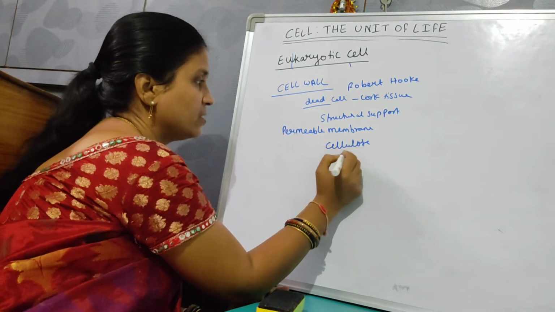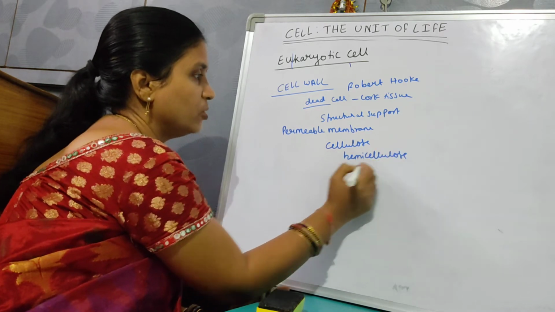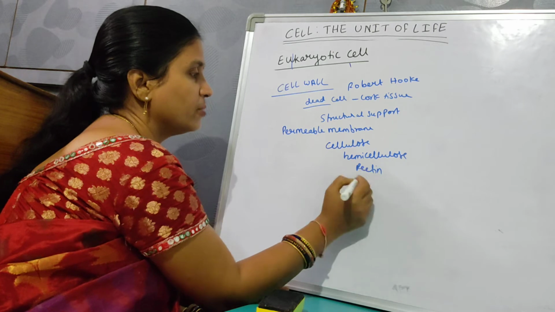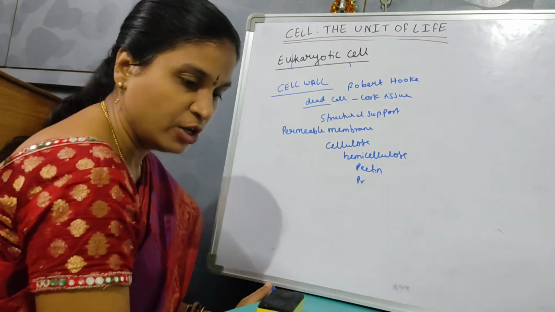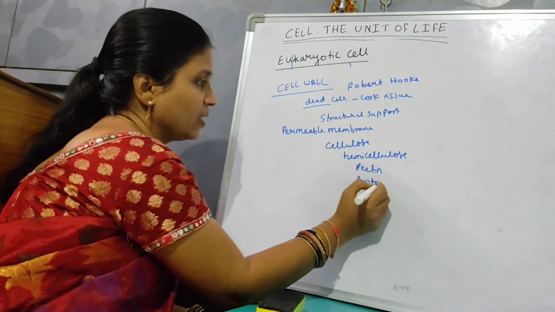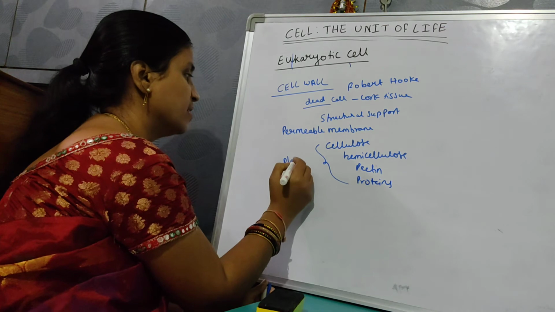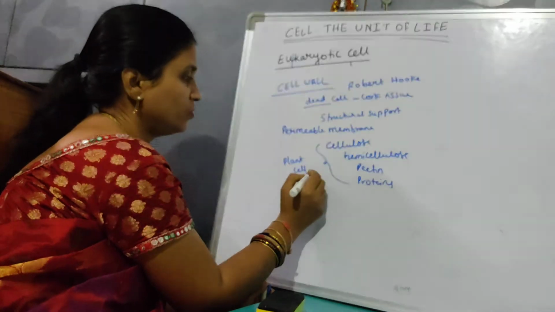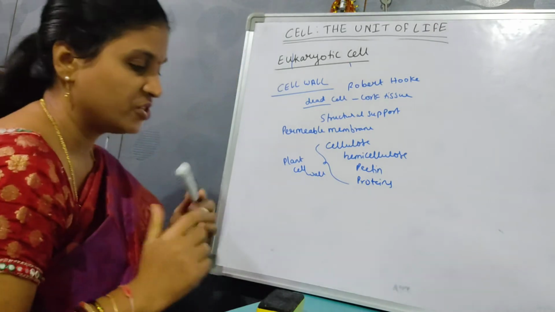In plants, cellulose, hemicellulose, pectin and proteins. This is about the chemical composition of the plant cell wall. Okay, plant cell wall. Coming on to the structure now.